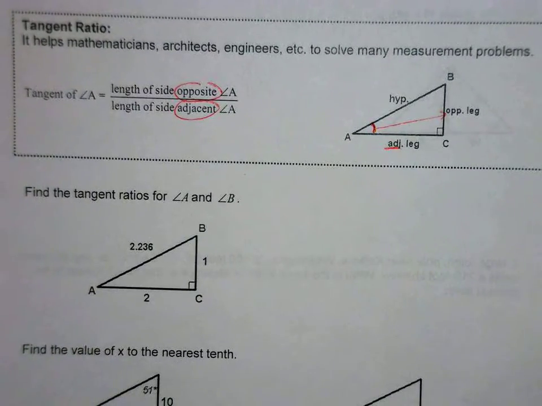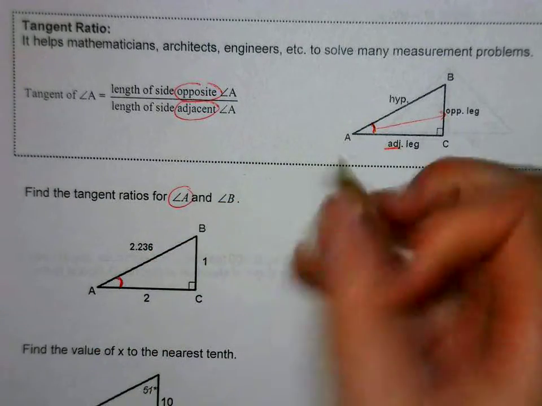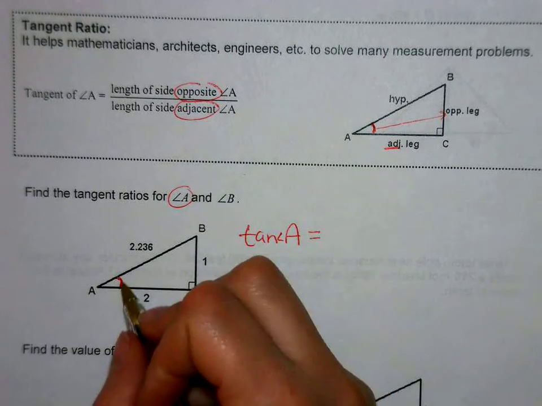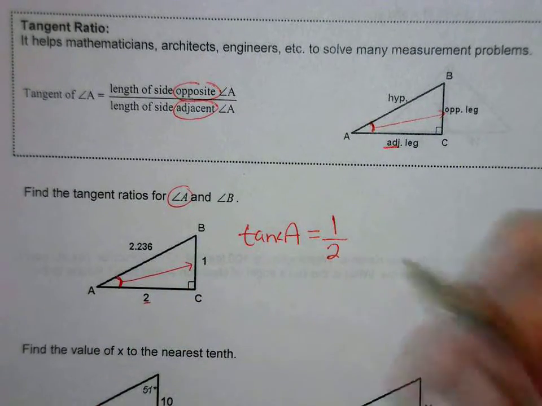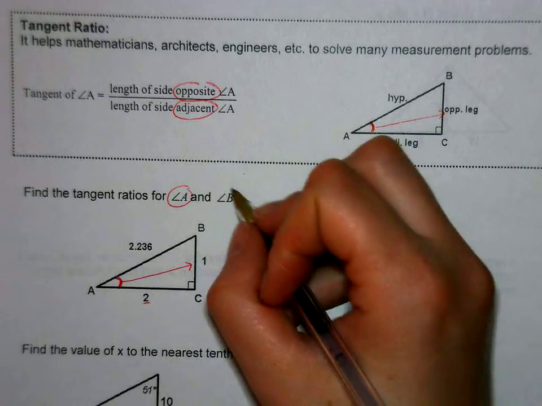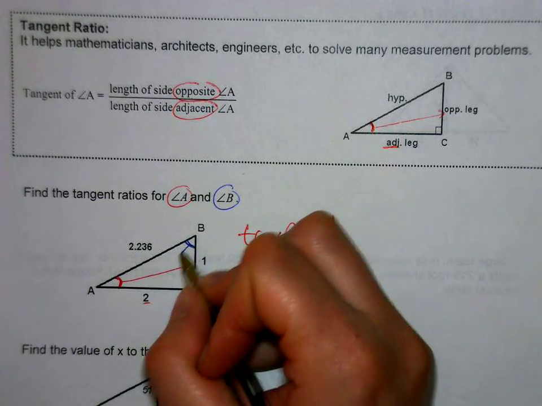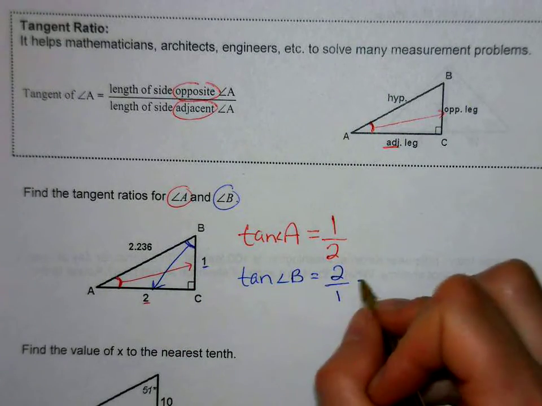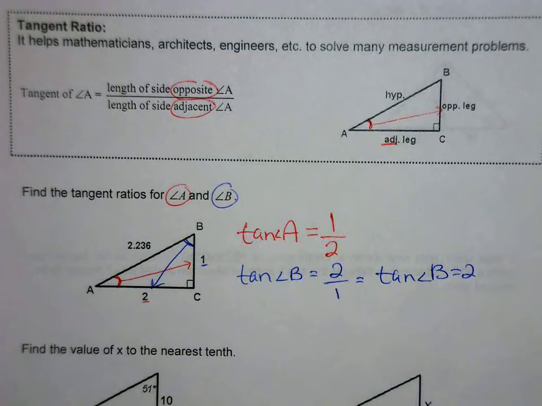So let's use that and look at our first example. We want to find the ratios for angle A. So if this is our angle A, the tangent of angle A equals the side that's opposite over the side that's adjacent, which is 2. So then the tangent for angle B, which is up here, the side that's opposite is 2 over the side that's adjacent, which is 1, and 2 divided by 1 is 2. So there's our ratios for angle A and angle B.